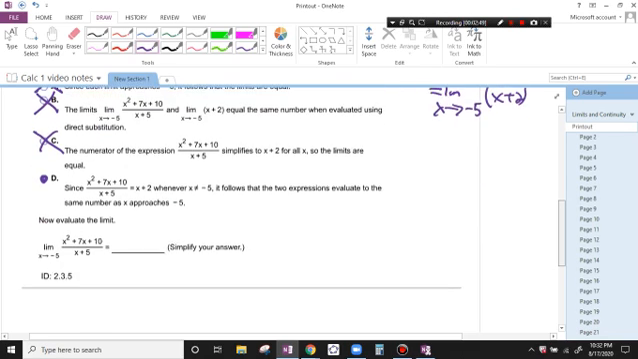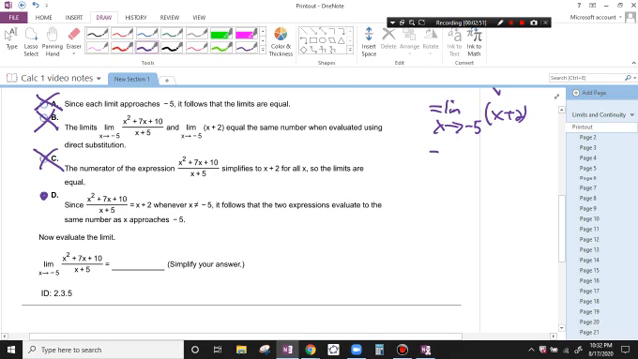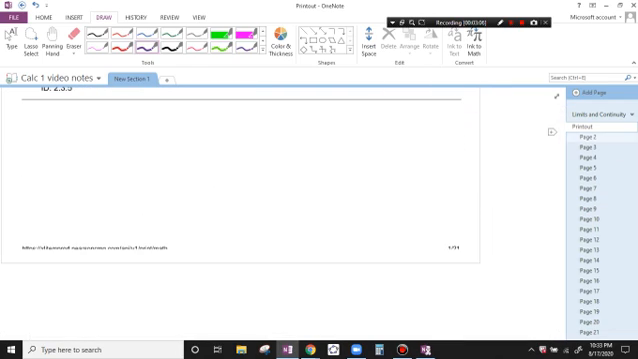When you evaluate the limit, of course, then you're just going to plug -5 in for x, and you get -3. Factor, cancel, plug in the -5. That tells you what the limit is.